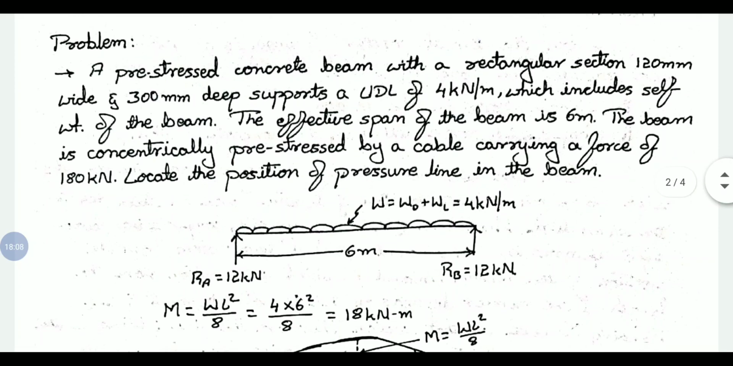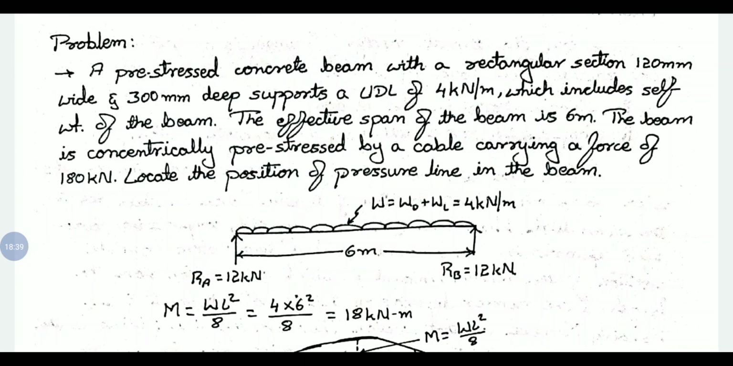In the first example, a prestressed concrete beam with a rectangular section of 120 mm wide and 300 mm deep supports a UDL of 4 kN per meter, which includes the self weight of the beam. The effective span of the beam is 6 meter. The beam is concentrically prestressed by a cable carrying a force of 180 kilonewton. Locate the position of the pressure line in the beam.